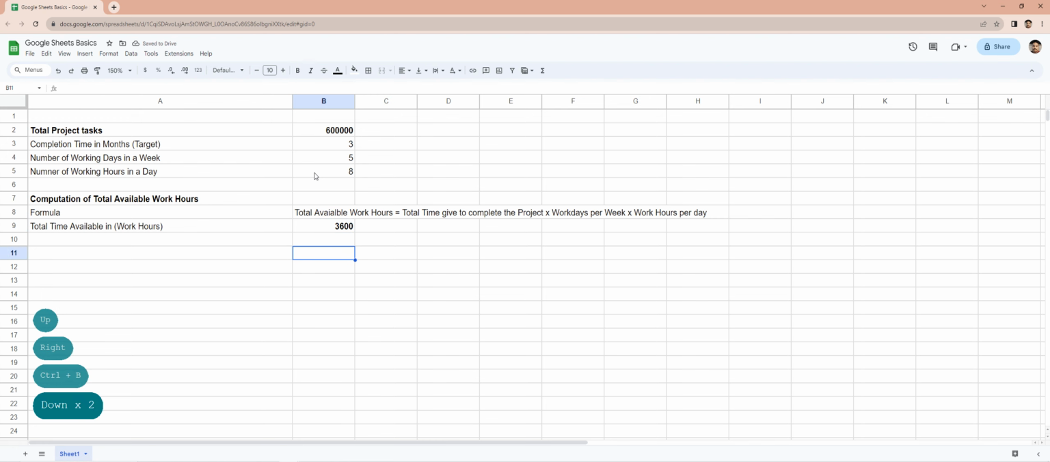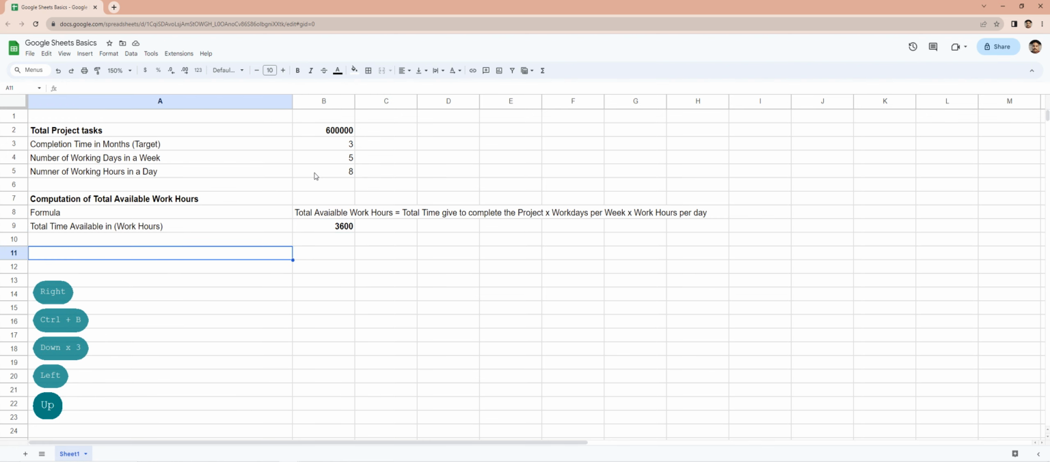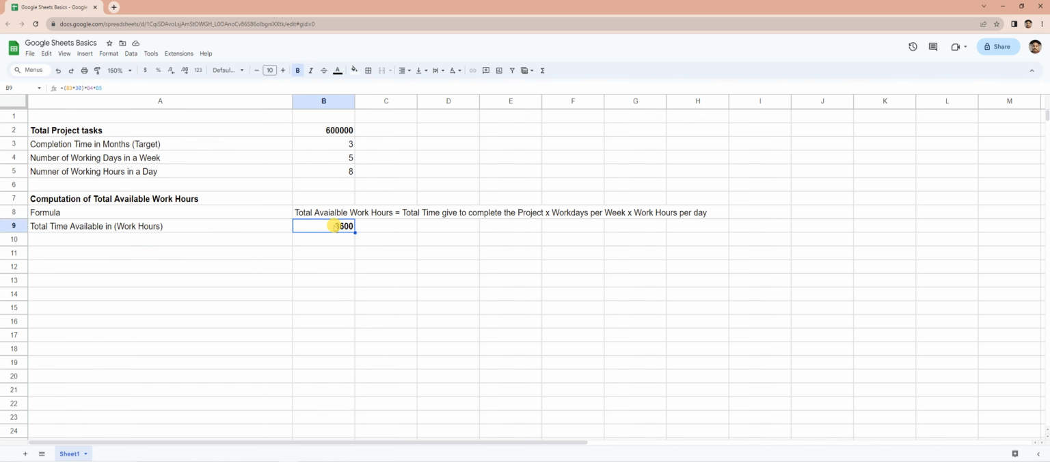Now, in order to determine the headcount required, these are the man hours, total man hours. 3600 are the man hours which are needed in order to complete the task. But that does not just solve the problem. We would need to know how much headcount is needed to complete this task.